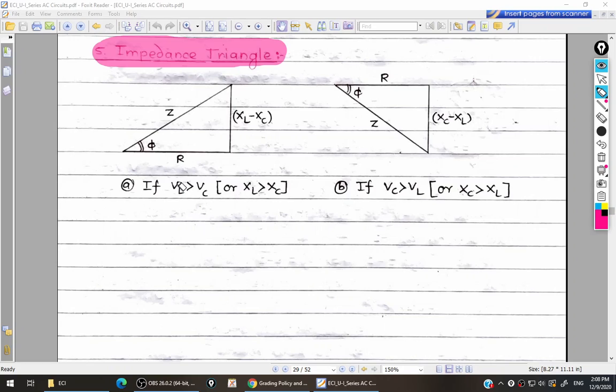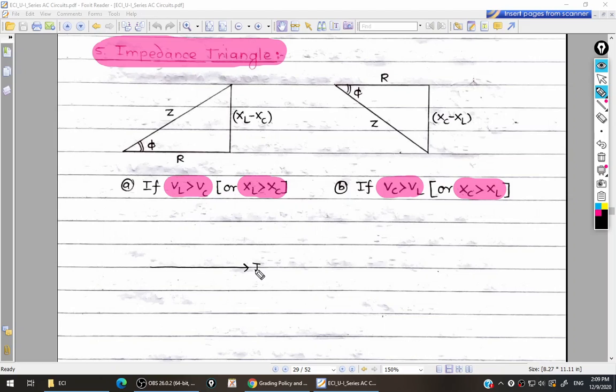Now we are having two possibilities. When VL is greater than VC, obviously XL is greater than XC, so the circuit is inductive. And another possibility is VC is greater than VL, so in that case XC is greater than XL, so the circuit will be capacitive. So first of all we will draw the phasor diagram for both cases and then we can draw the impedance triangle.